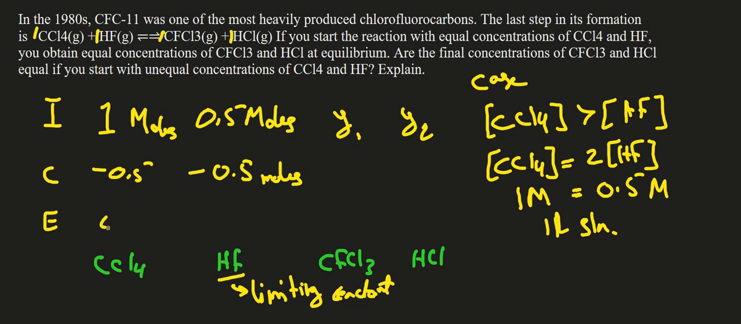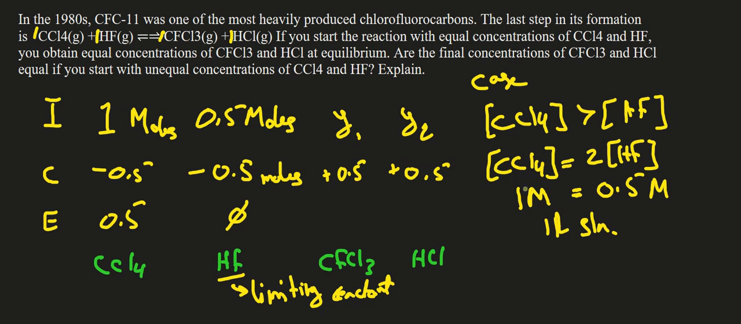So you end up with 0.5, you get 0 here, and here obviously you get an addition of 0.5. So we know the initial concentration of Y1 could be 0, could be something else, but just for the sake of the argument we can assume these are at 0.